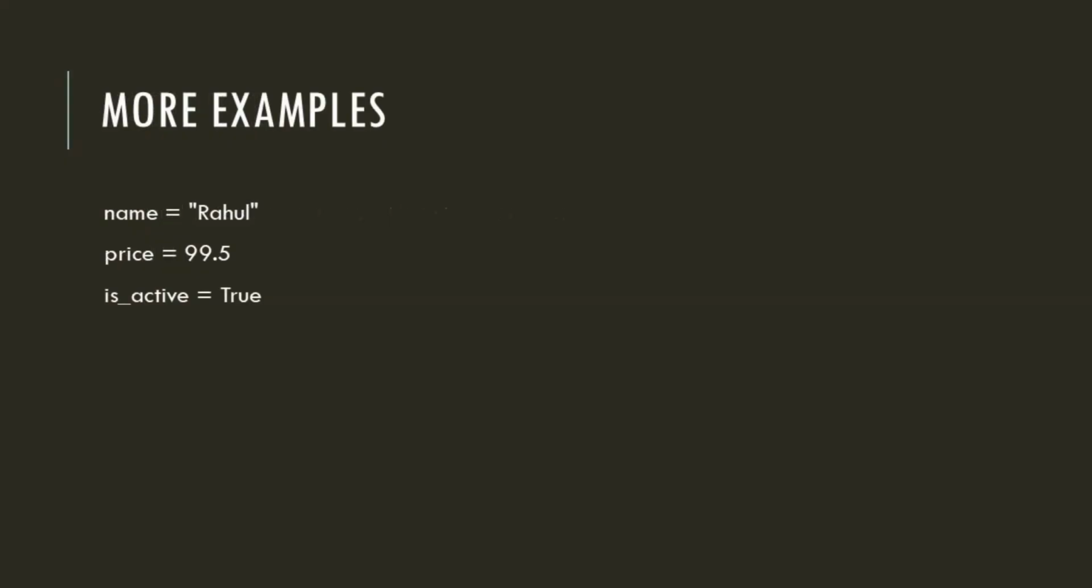In Python, you don't have to specify the type of the variable. Python automatically understands what type of value it is. So name = "Rahul", price = 99.5, is_active = True. Python knows that name is a string, price is a float, is_active is a boolean.